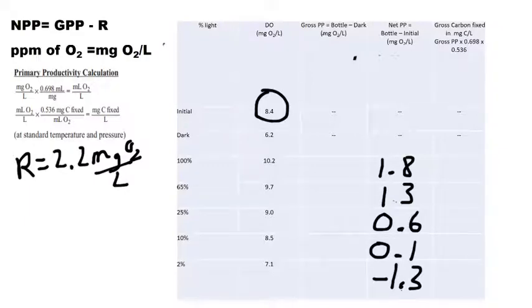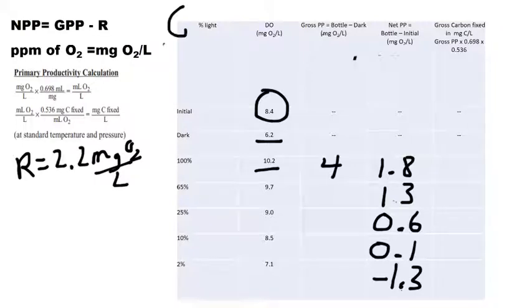Now let's calculate the gross primary productivity. To do that, there's a couple of ways we could do it. This says to take the bottle in question, so the 100% bottle, take its DO reading, 10.2, and subtract from that the dark bottle reading, 6.2. So 10.2 minus 6.2, we end up with 4. Now that's kind of a shortcut, not the way that I would think about this problem.